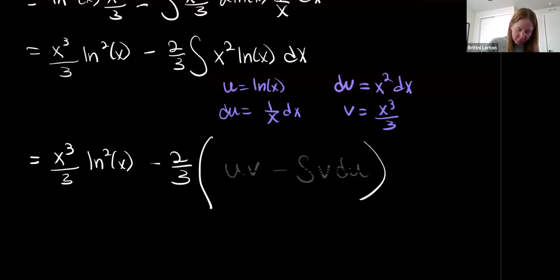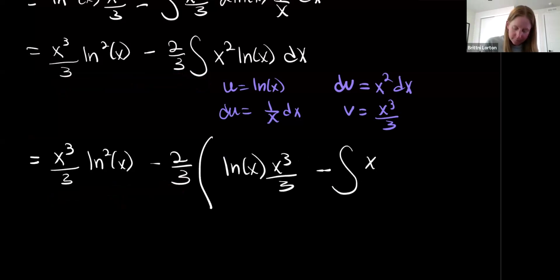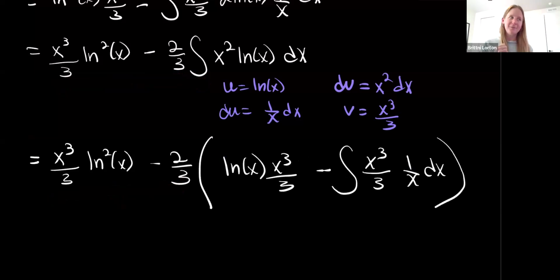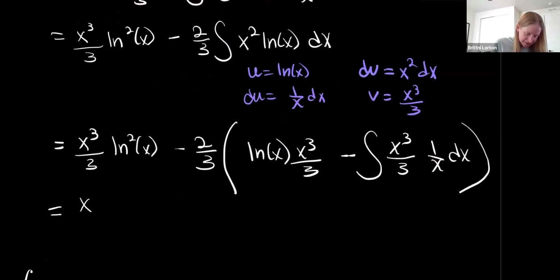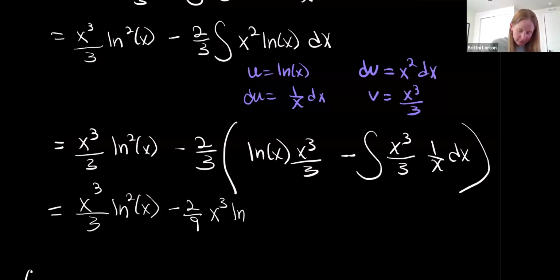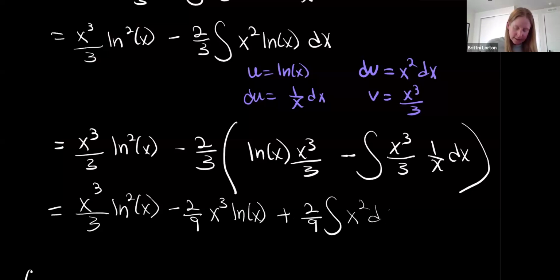So I'm going to fill in from there, uv minus the integral of v times du. So ln of x times x cubed over 3 minus the integral of x cubed over 3 times 1 over x dx. And then simplify, okay, we can do it. This is going to become x cubed over 3 times ln squared of x minus 2/9 x cubed ln of x plus 2/9 times the integral of x squared dx. I distributed the negative 2/3 and simplified.